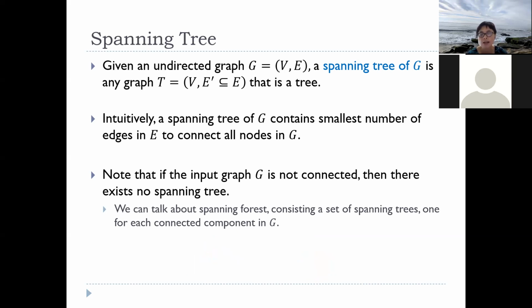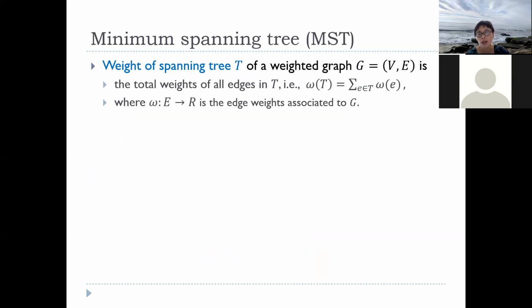Now remember that our graph can also have edge weights. The same holds for the spanning tree. The weight of a spanning tree of a weighted graph is simply the total weight of all edges in the spanning tree. So the weight of a spanning tree simply equals the sum, over all edges in the spanning tree, of their edge weights.